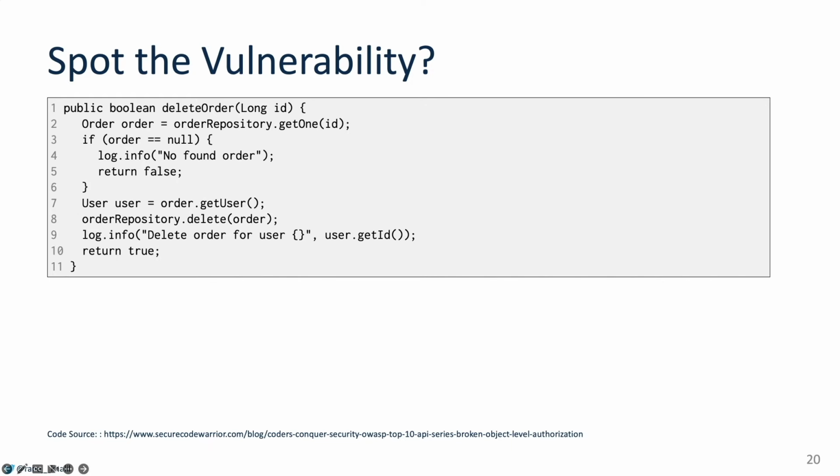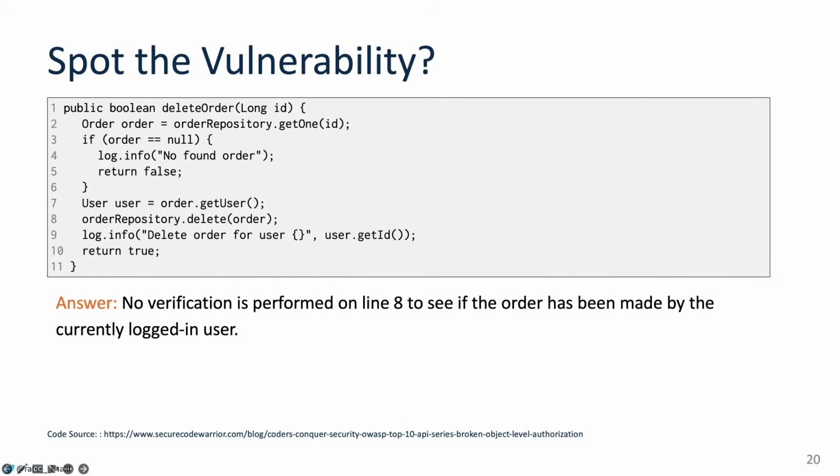So you can see over here, we've got a function called delete order. It takes in a parameter called ID, which is coming from the client side. If that ID is null, it says that the order is not found, so that's on lines 3 to 5. If it's not null, it gets the user that made that order, and then in line number 8, it deletes that order. Line number 9 just logs that the order was deleted for user ID so and so. Now the issue over here is with line number 8, it doesn't verify that the order belongs to the currently logged in user before it deletes it.